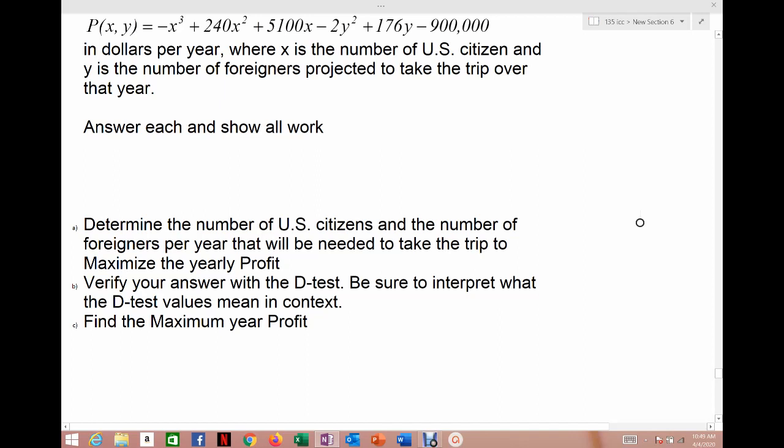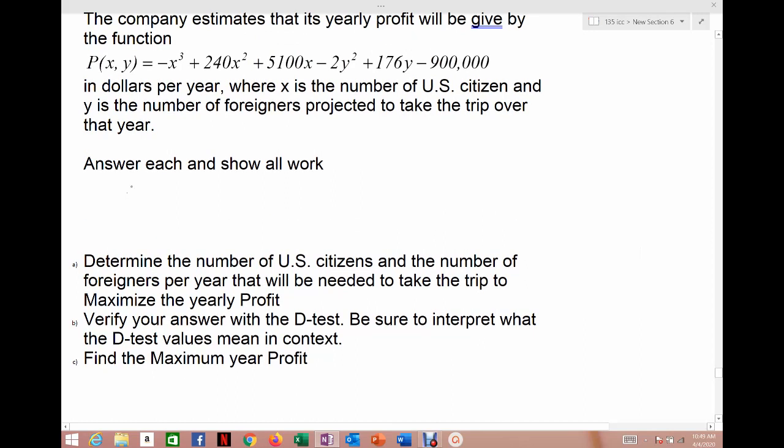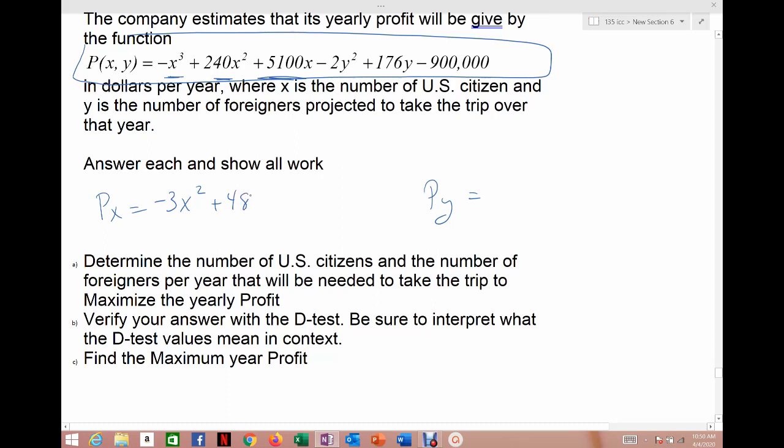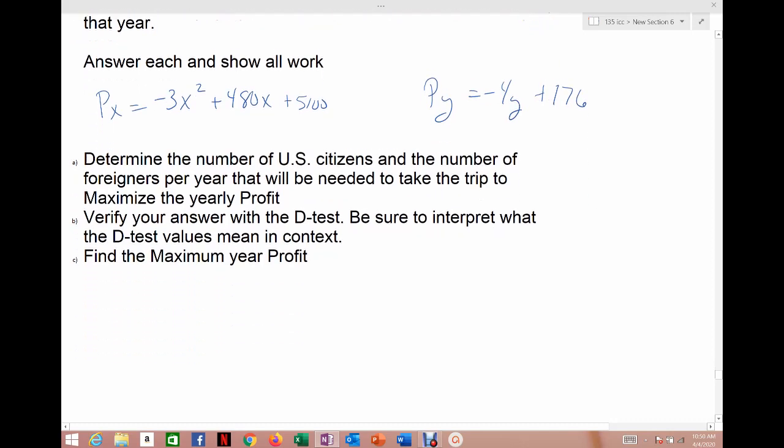Alright, so critical value first. I'm going to find my first order derivatives here so I can look at my function. So I'm actually going to put them here, and then I'll write them in the next space. First derivative with respect to x, and then the first derivative with respect to y. So my x first. Those are my x values. Everything else will zero out, so we get negative 3x squared, 480x, and 5100. Then my derivative with respect to y, well, those are the only two y values. Everything else will zero out, and so my y derivative is negative 4y, 176.